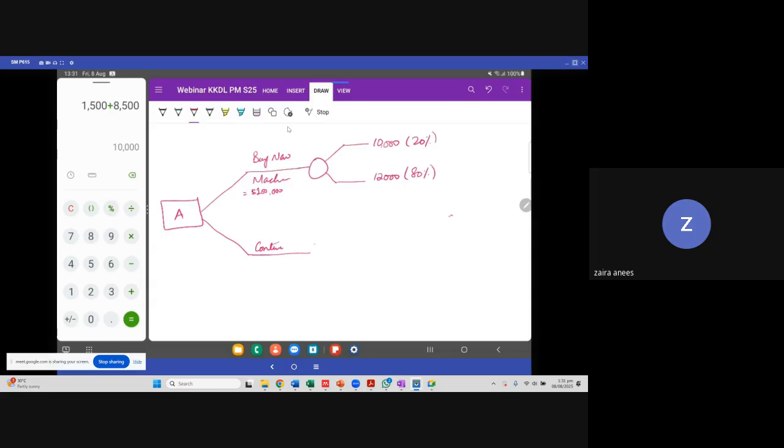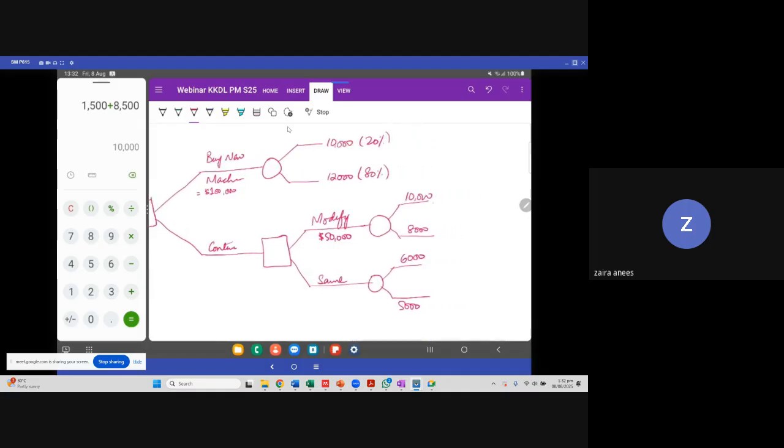If we continue with the machinery, then we have two options. The first one is to modify, and we can continue the same. If we modify, then output can increase to 10,000 and output can increase to 8,000. And if we continue with the same machinery, then the output can be around 6,000 and the output can be 5,000, right? Modification cost is around 50,000.